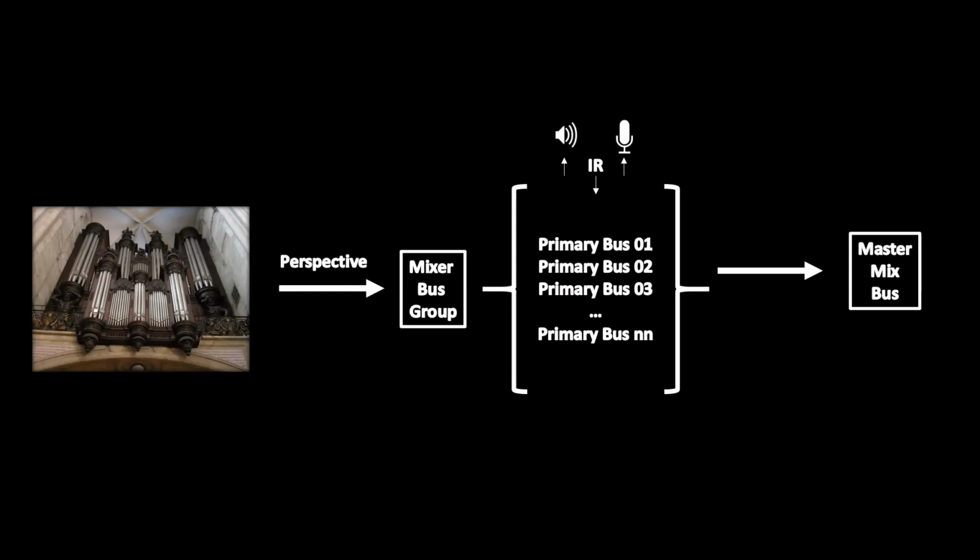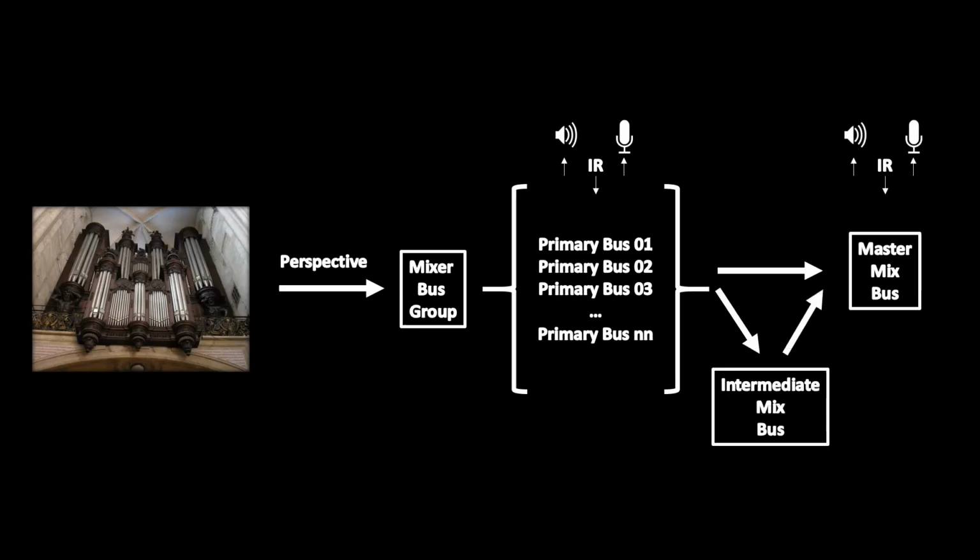Again, each master mix bus may be connected to a speaker, an audio recorder track, or have individual reverb added. Optionally, audio may be routed through a series of intermediate mix buses, where again, each bus may be connected to a speaker, an audio recorder track, or have individual reverb added. Let's now consider the possible complexity here.